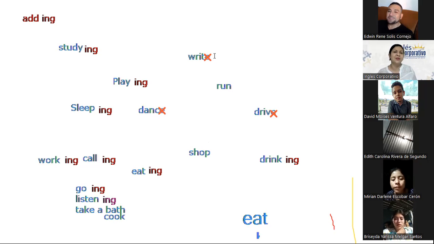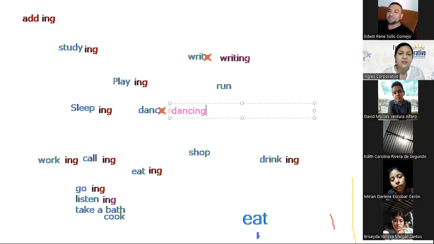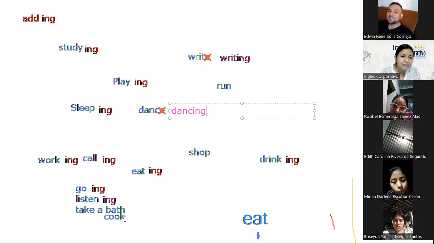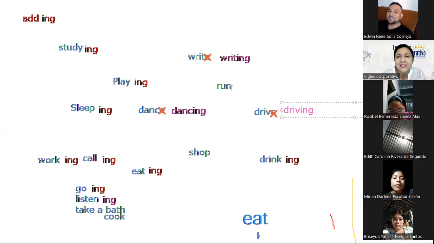Se iría así: writing, dancing. And what is the other? ¿Qué vimos aquí? Driving. Right. Driving. Good. Ahora bien, este es the second rule.